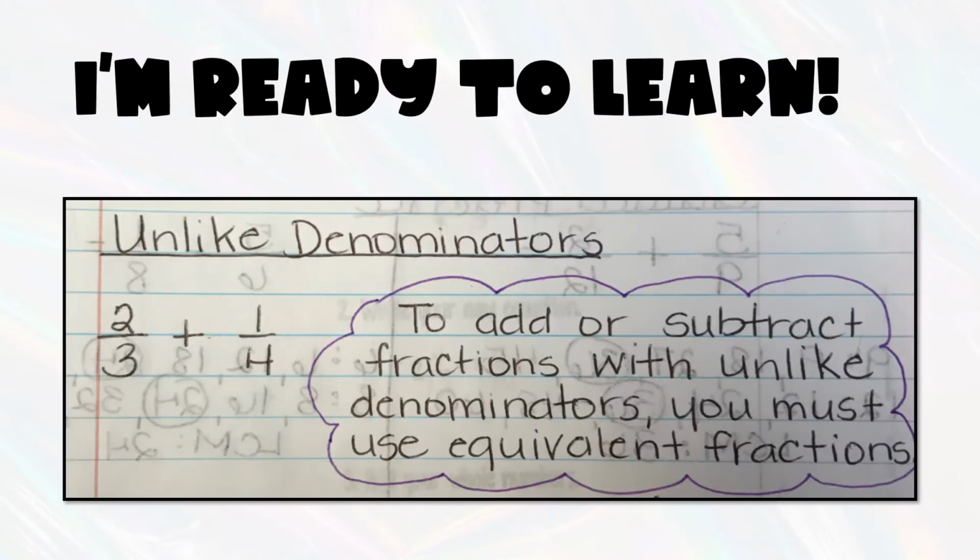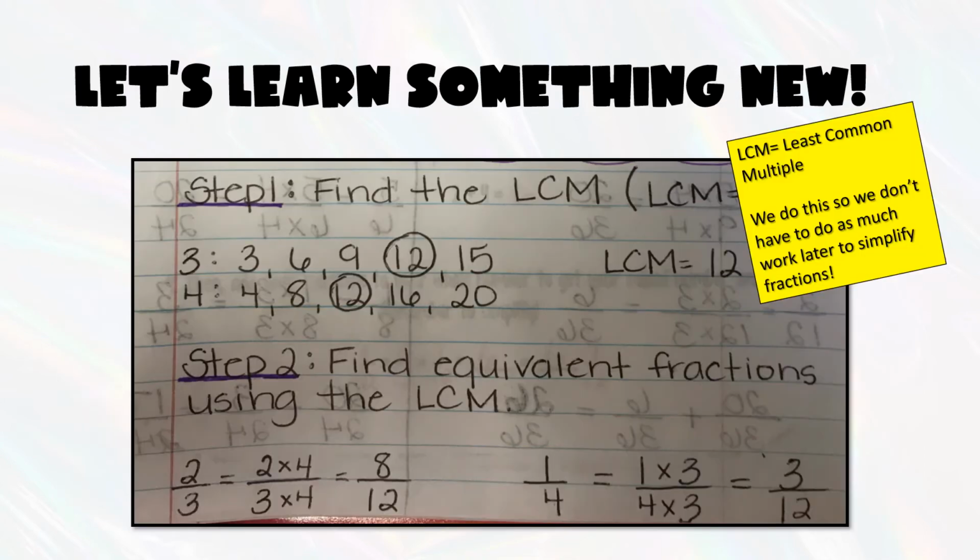Okay, so now that we know how to do that, let's learn how to add and subtract fractions with unlike denominators. So if I have 2/3 plus 1/4, to add or subtract fractions with unlike denominators, you must use equivalent fractions. So equivalent means the same, meaning that we have to make these numbers at the bottom be the same. So we're going to figure out how to make those fractions have similar values. Let's give it a shot.